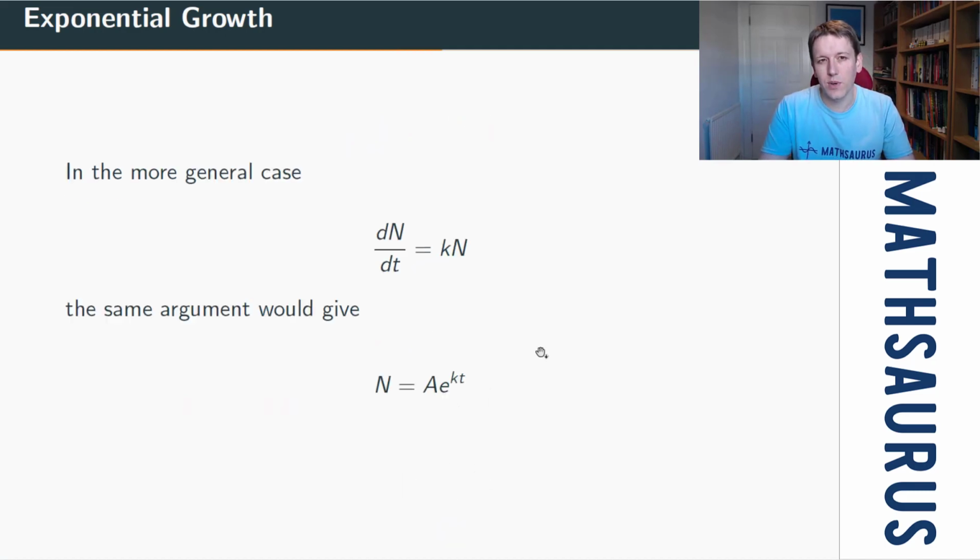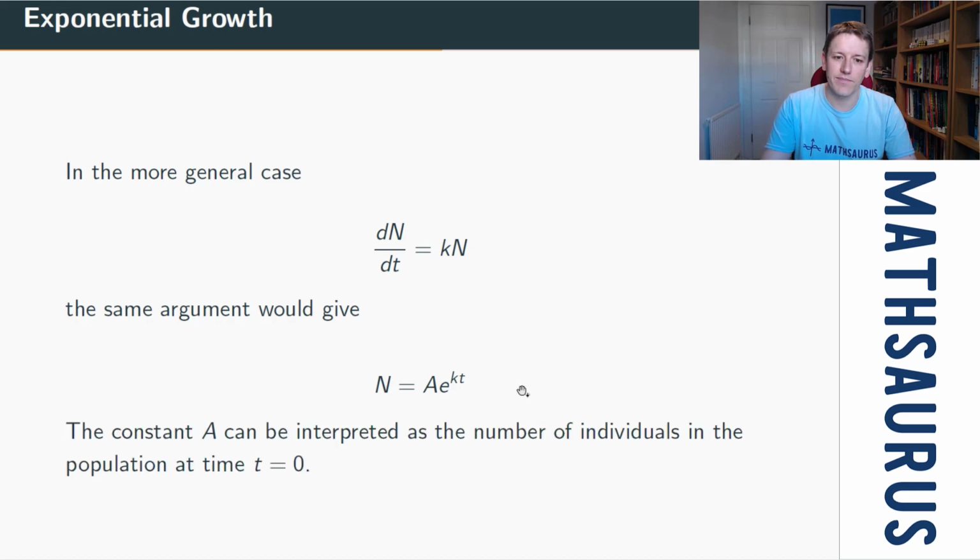And that's quite a nice way of writing things down, because in this more general case, where we've got dN by dt is equal to k times N, right? Exactly the same argument would tell us that the solution is N equals A times e to the k times t. And then this A can be thought of as the number of individuals in the population at time t equals 0. Because if you put in t equals 0 here, you just get N equals A times e to the 0, and e to the 0 is 1. So you often see this written like N equals N0 e to the k times t, right, where N0 is the constant, that's the starting value.